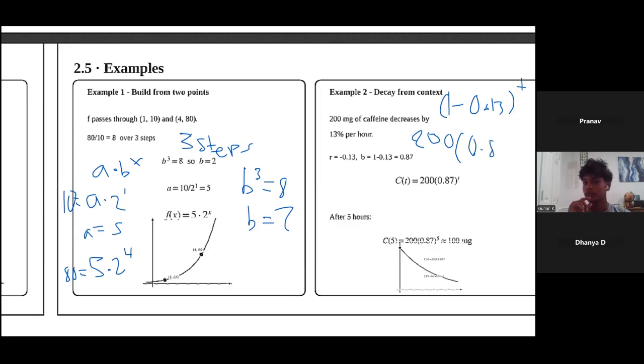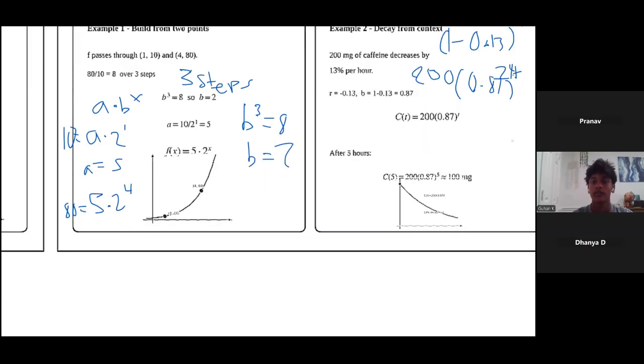And if we wanted to model this, let's say it still decreases by 13% each hour, but they give us time in days, then we can just multiply by 24. So 0.87 to the power of 24t, and then t in days. That way it gives us the 24 hours of the day, and it's still the same exponential. And here, just looking at an hour, is 200 times 0.87 to the 5 equals 100 milligrams.